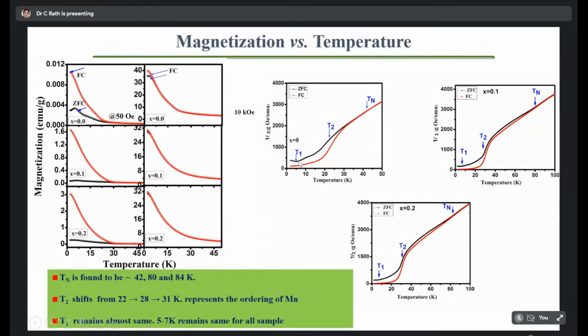position, the minimum chi that corresponds to this ZFC peak. And this is T1 and this is T2. T2 shifts from 22 to 28 and 31K.